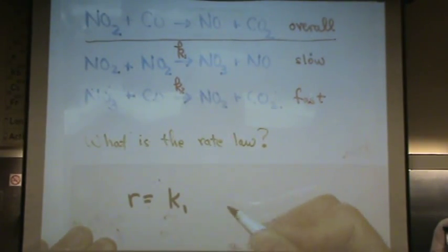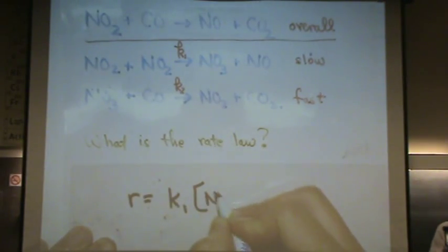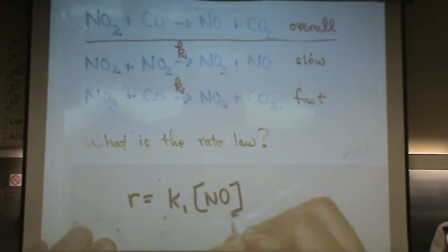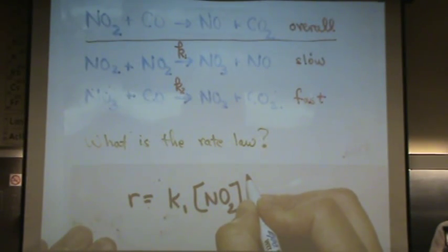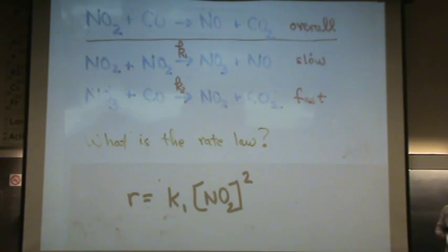K1, because it's reaction 1, K1, times NO2, and what's the exponent? Squared, because there's 2 of them. It's 2 NO2 basically. Goes to NO3 and NO. Done. That's my answer. That's the rate.